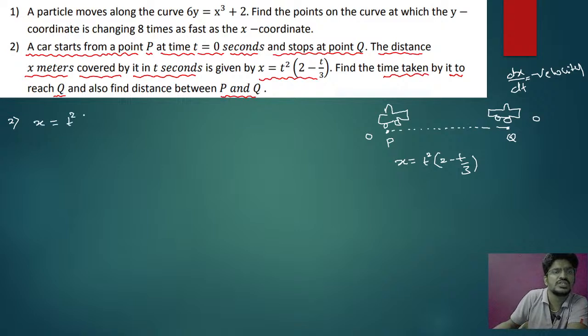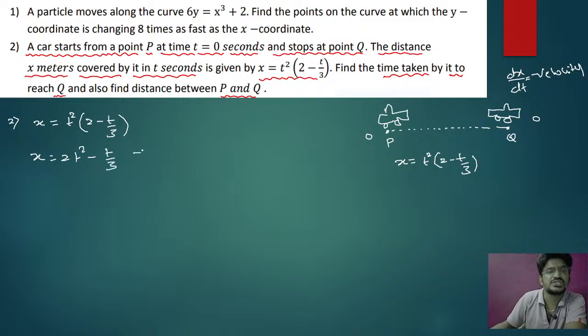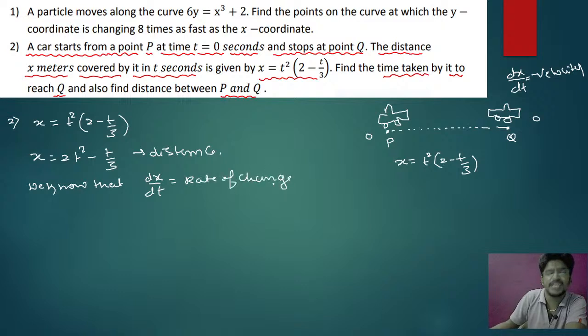Now you just see what is given. X is equal to t square into 2 minus t by 3, that is nothing but x is equal to 2t square minus t cube by 3. This is distance. And we can say that the rate of change of displacement is velocity. We know that dx by dt is the rate of change, that you can take as velocity. And the rate of change is 0 at t equal to 0, and it is 0 at the final point also.